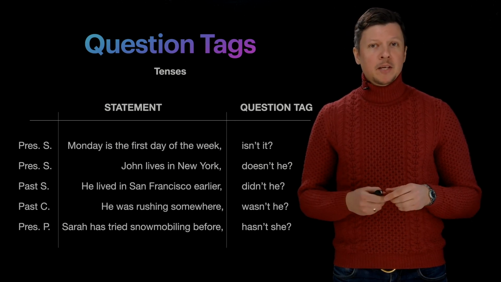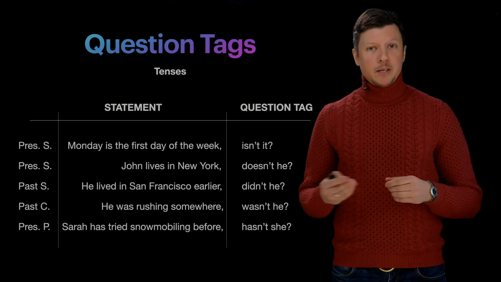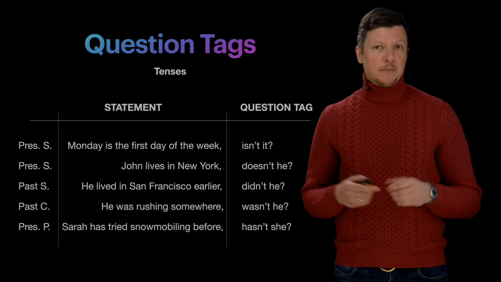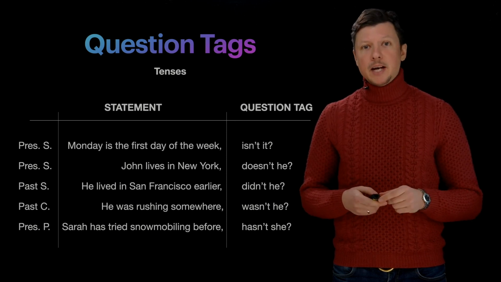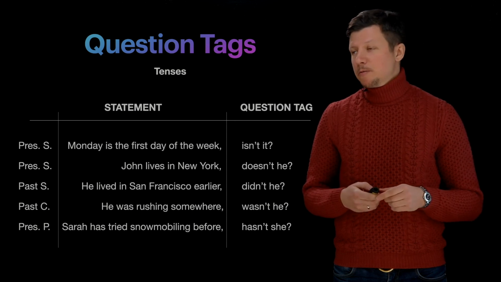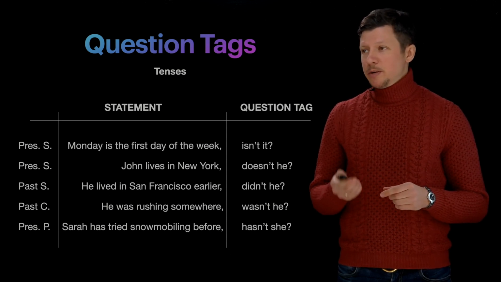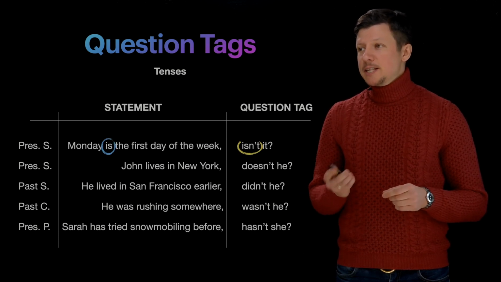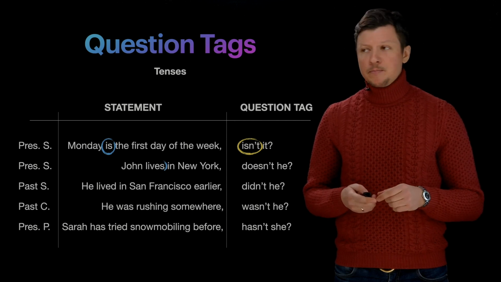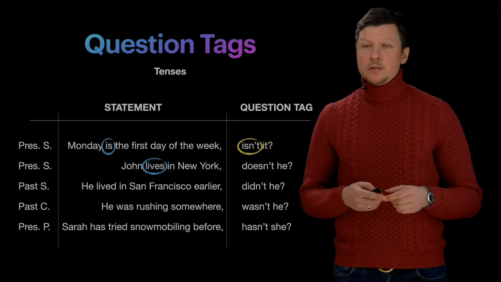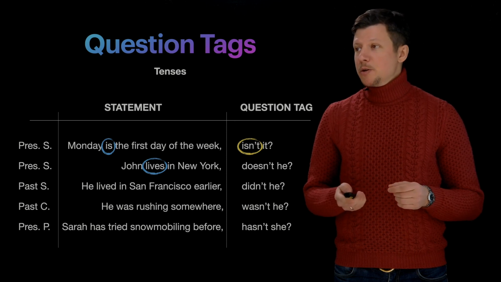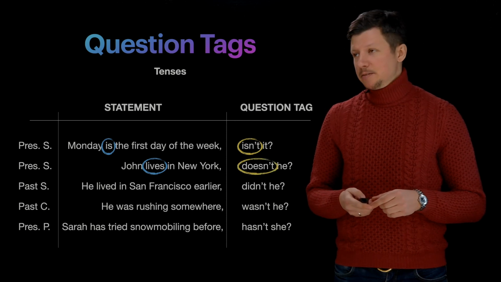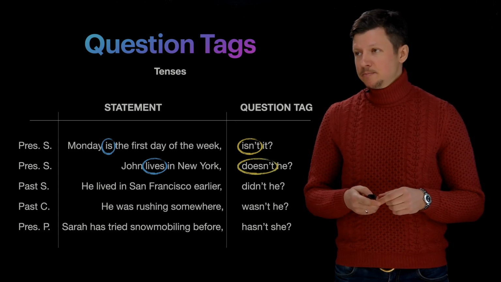I also prepared a table that shows some of the tenses with which we can use question tags. I divided the present simple into two examples. One is with the verb to be, the other one is with another verb. So let's see how we construct the question tags with the verb to be. Monday is the first day of the week. Isn't it? So is becomes isn't. When we use other verbs such as live, John lives in New York, we use the auxiliary verb to create the question tag. Doesn't he? John lives in New York, doesn't he?